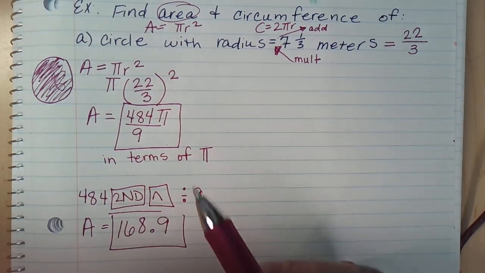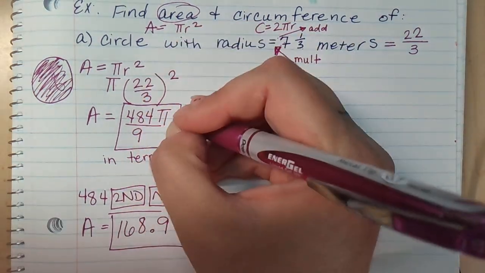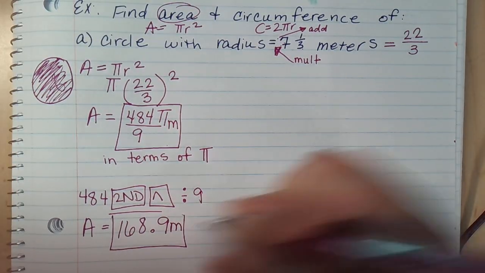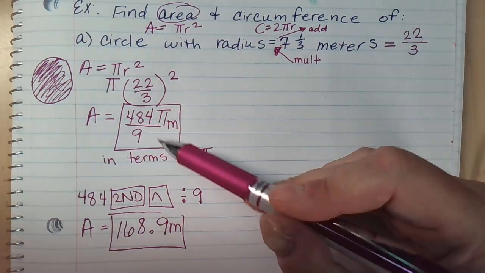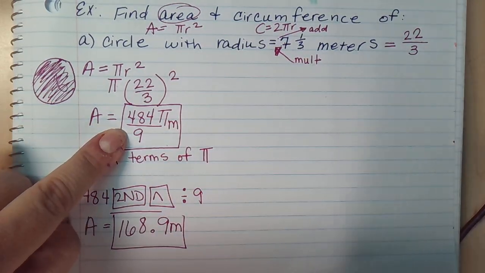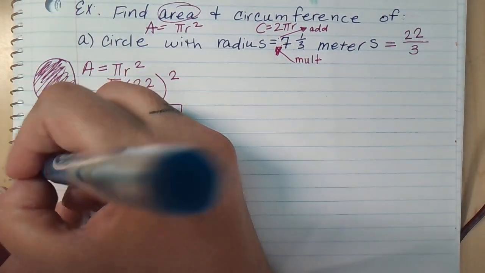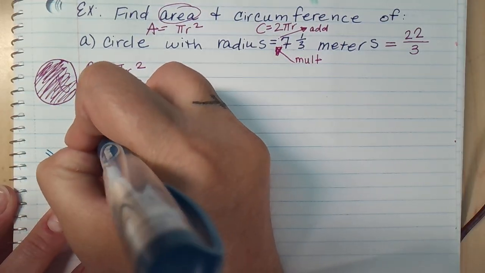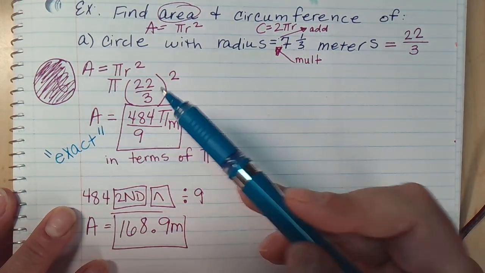Okay, what are the units of this? Both of these are in meters, which is just the letter M. Okay, and then the difference between these two suckers is this 484 pi. That's what we call exact. And it's exact because it's not rounded.